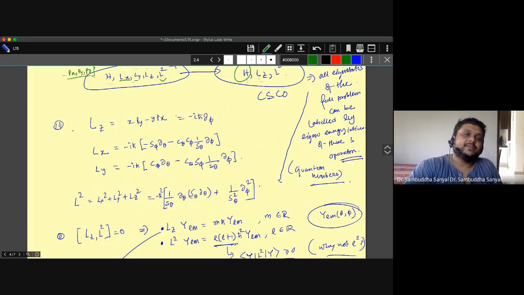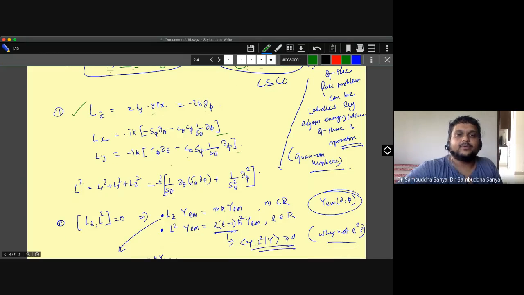I first start with the Lz operator. The Lz operator is x py minus y px. If I plug in the polar coordinates, it becomes minus i h bar del phi. The Lx operator similarly becomes something like this, and the Ly operator becomes something like this, which is not so intuitive, but just 2-3 lines of algebra will give you these forms.